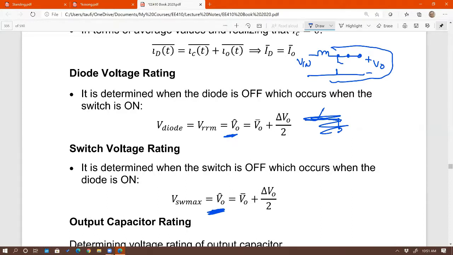Same thing with the diode. The diode has a maximum voltage when the diode is off. That means the switch is on, right? So when the switch is on, the diode is off. Here's the diode right there, and here's the output voltage right there. So you can see from this KVL that the voltage across the diode must be V out as well.